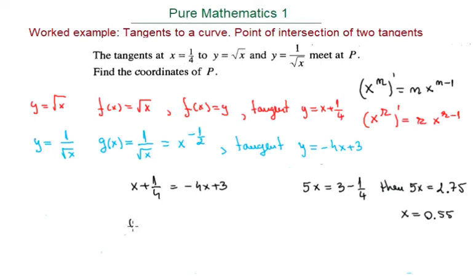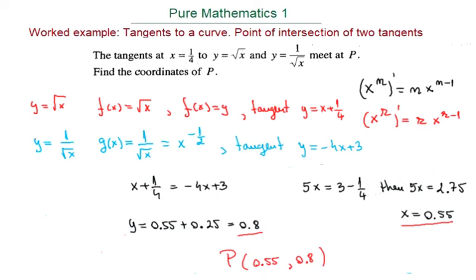So then y is equal to, our x is now 0.55 plus 1 over 4, which is 0.25. So this is equal to 0.8. This means that the coordinates of our point of intersection P are 0.55 and 0.8. So the coordinates of P, 0.55 and 0.8.